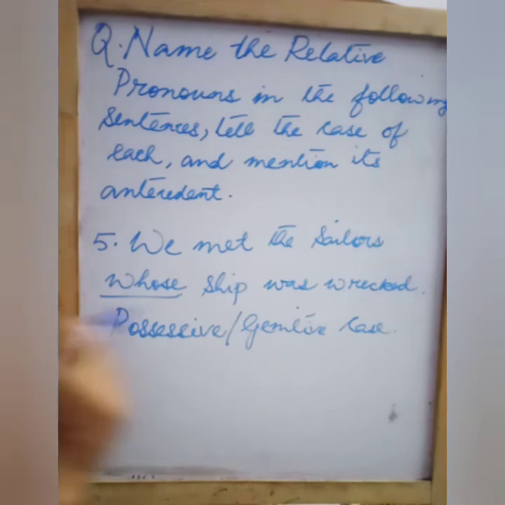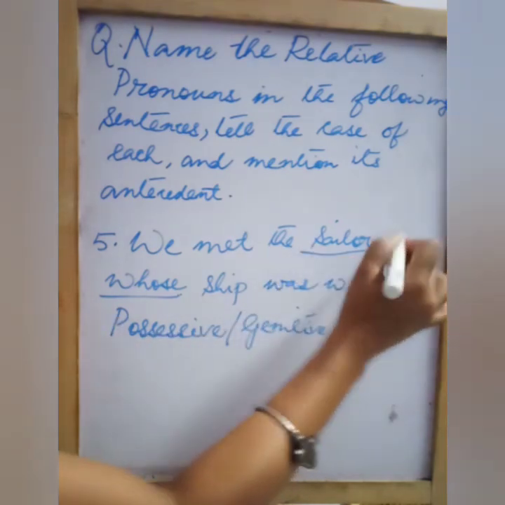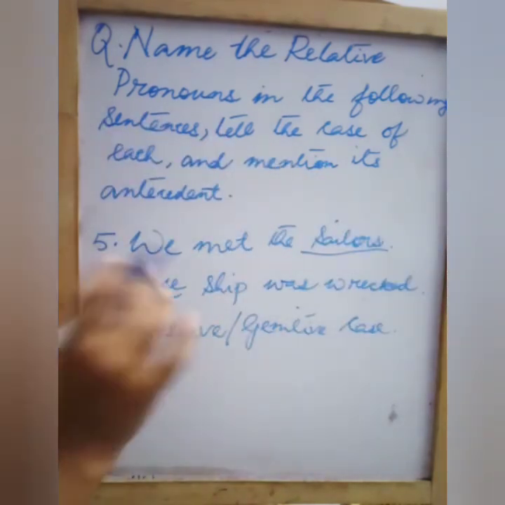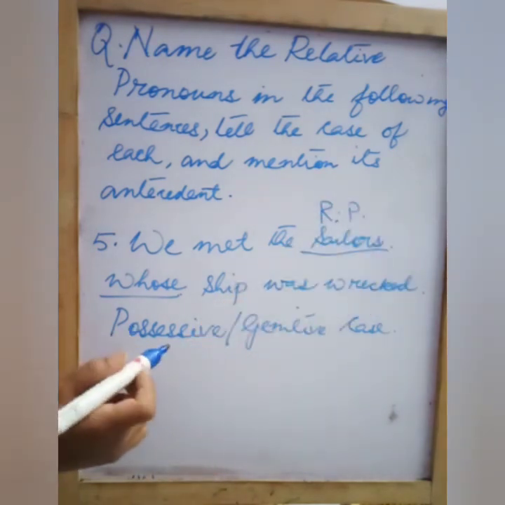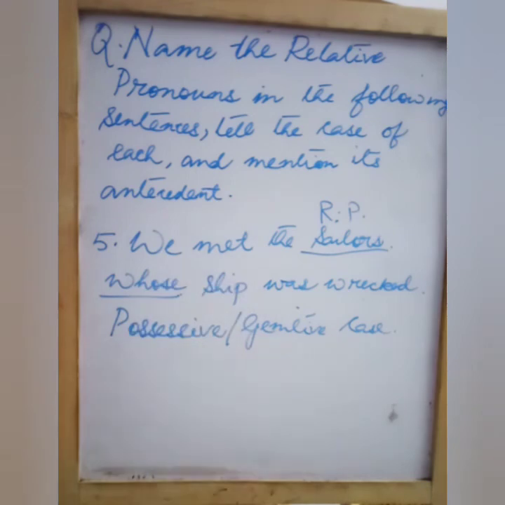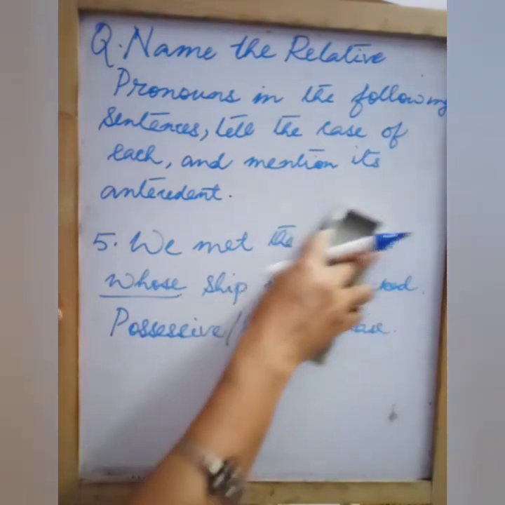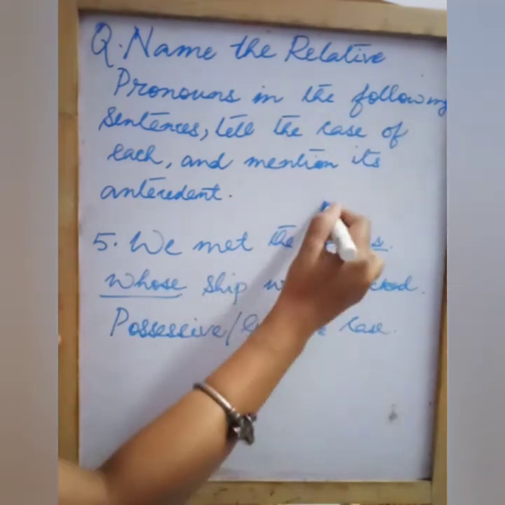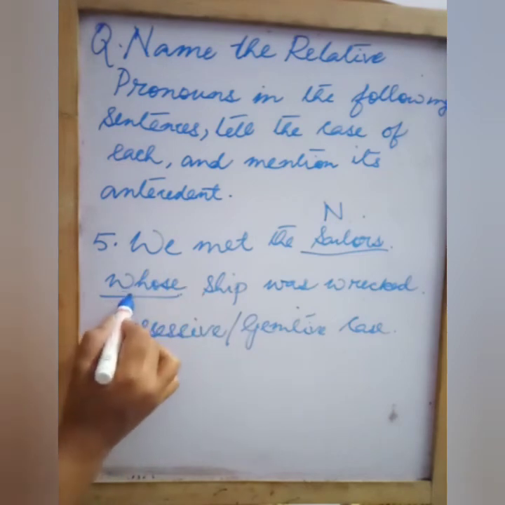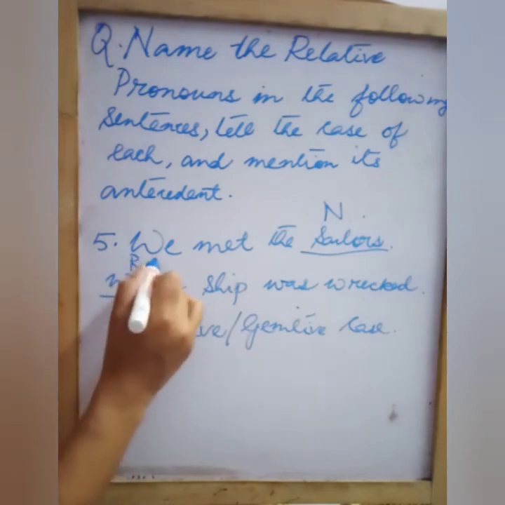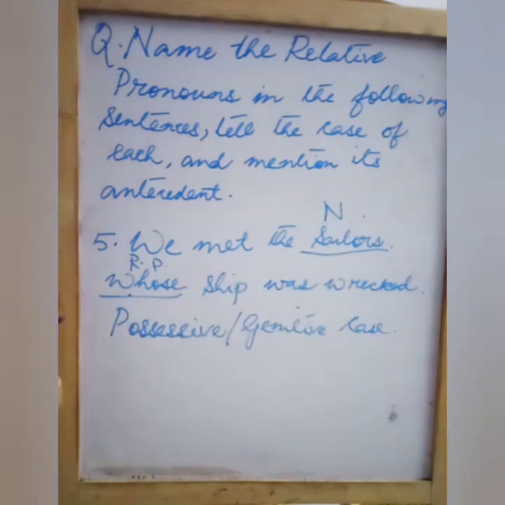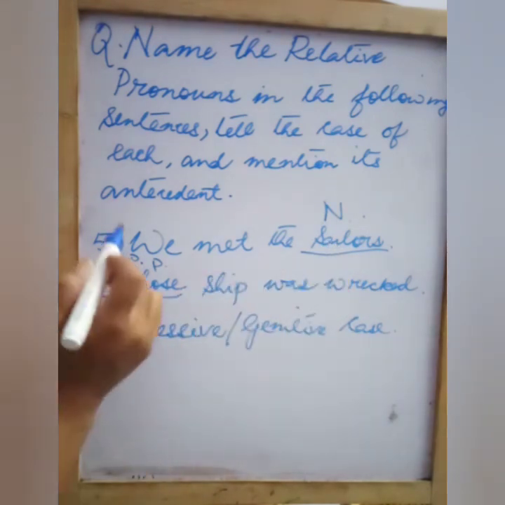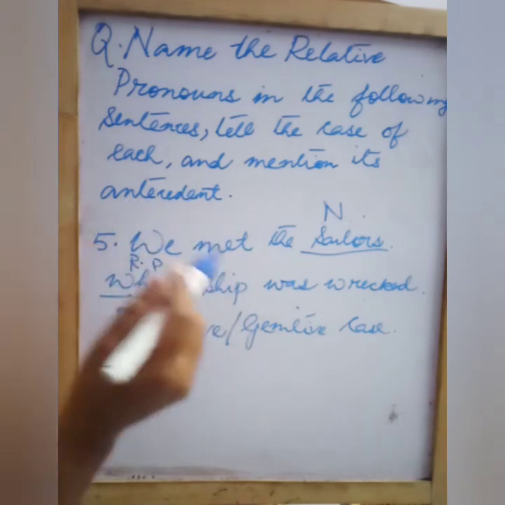Now we have to determine the relative pronoun and the antecedent noun. So we met the sailors. Sorry, I'm very sorry, this is the noun. The sailors is the noun, and this whose is the relative pronoun, isn't it? The relative pronoun, and the antecedent noun is the sailors. Okay, that was just a slip of tongue. So we met the sailors whose ship was wrecked.